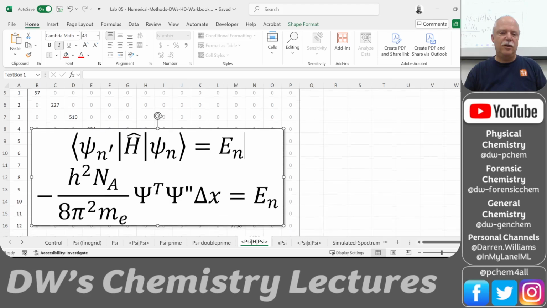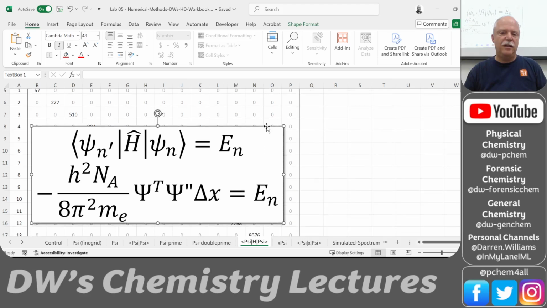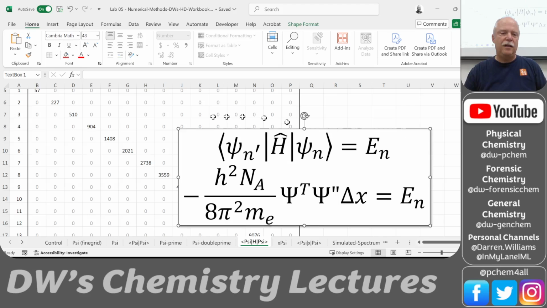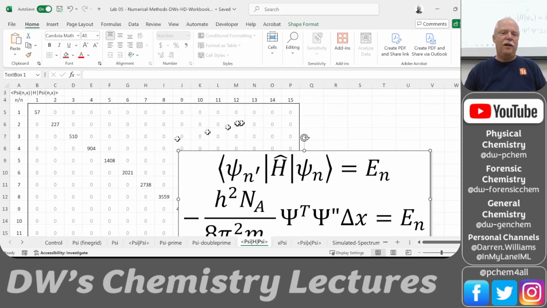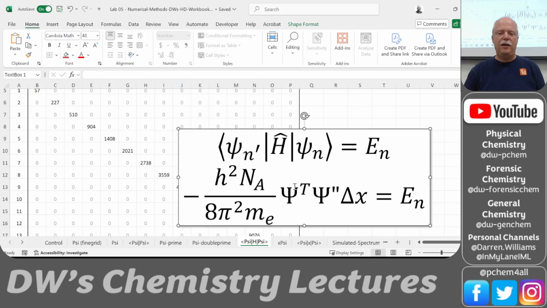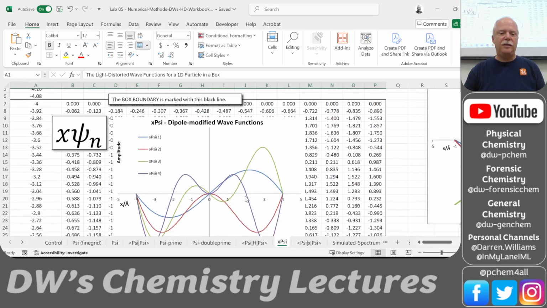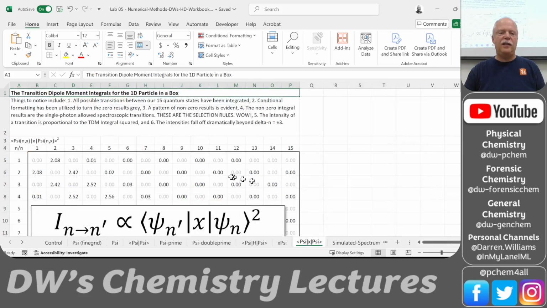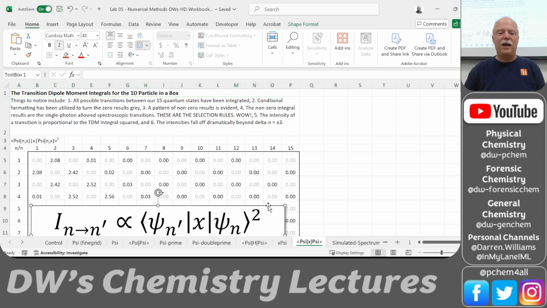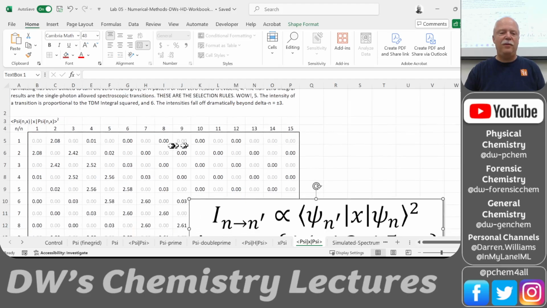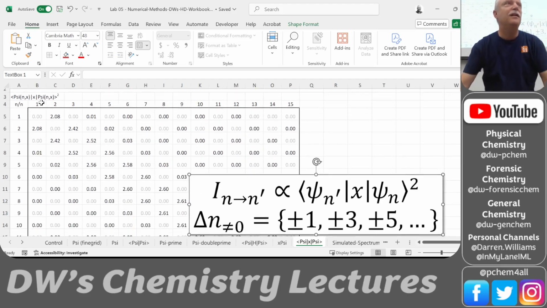And so here's the Schrodinger equation, and you can see the matrix behind it. So all the off-diagonal elements are 0. The diagonal elements are the eigenvalues, and those are the energies for that equation. Here's the perturbed light page, so x times psi, and here's the transition dipole moment integral. And this is so beautiful because this tells us the selection rules. So right here, even with the first 15 wave functions, you see the diagonals.